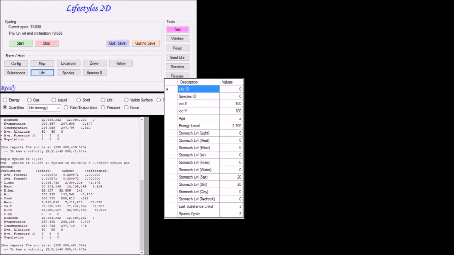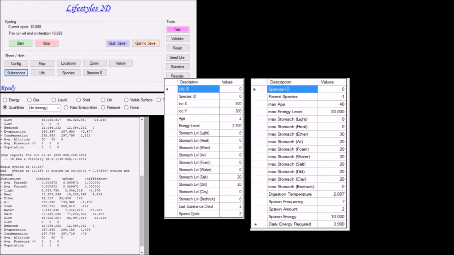The energy has decreased by the daily requirement, but no food was digested to increase it back up again. Why? The digestion temperature is 2.07. Let's look at the substance table. The freezing points for both salt and dirt are colder than 2.007. So this life can't get its stomach temperature cold enough to break down these substances. So that's the cause. This life is eating food it can't digest, and that's the only food about.